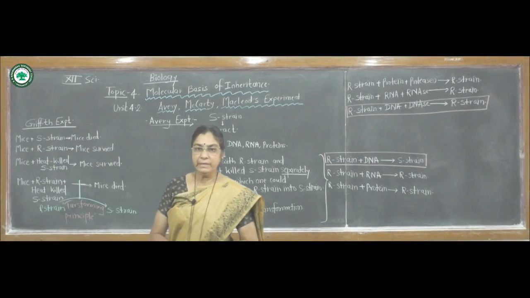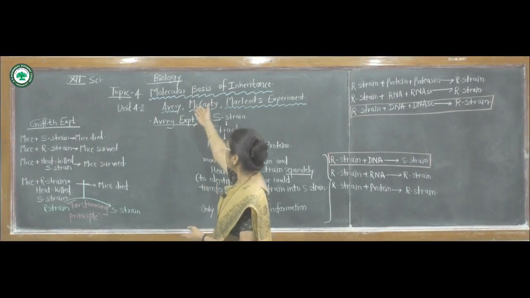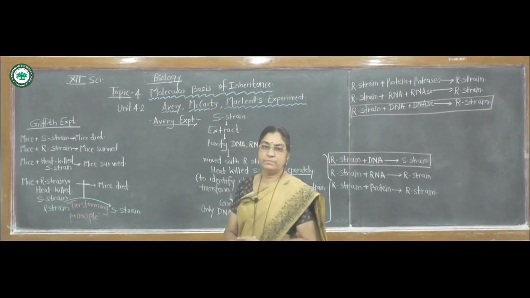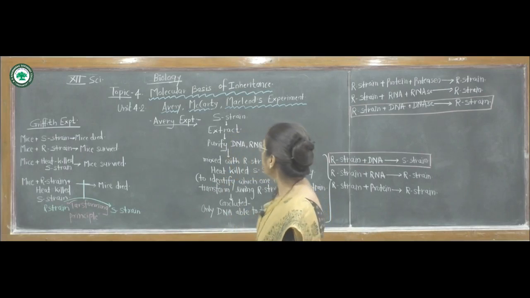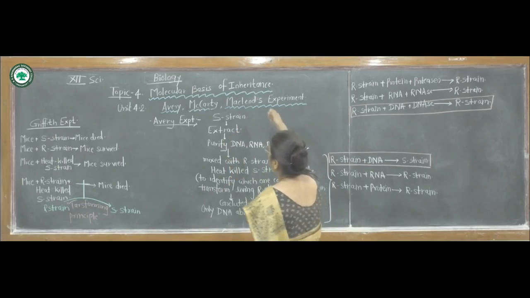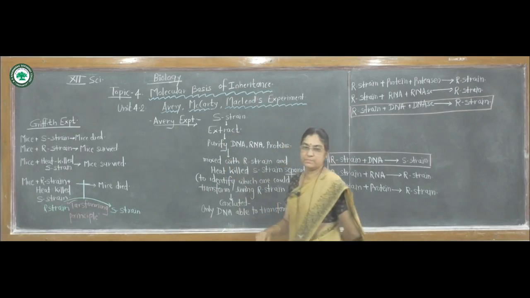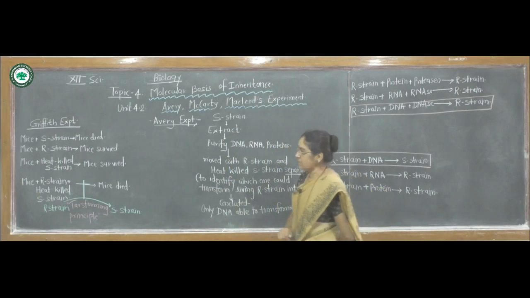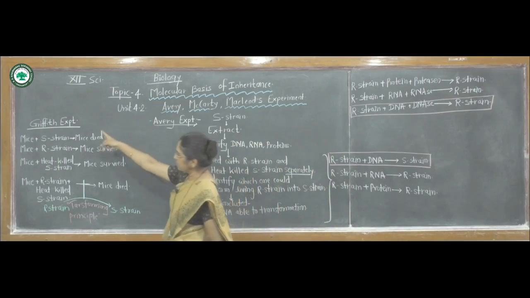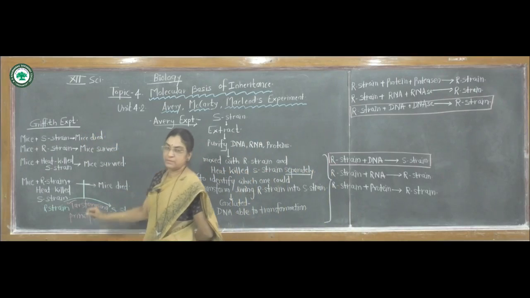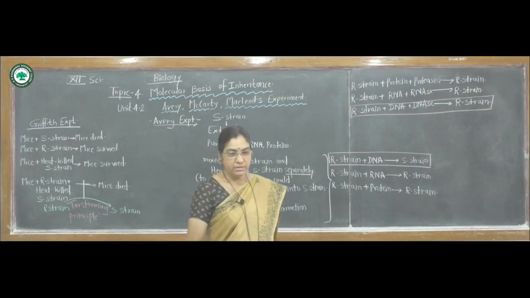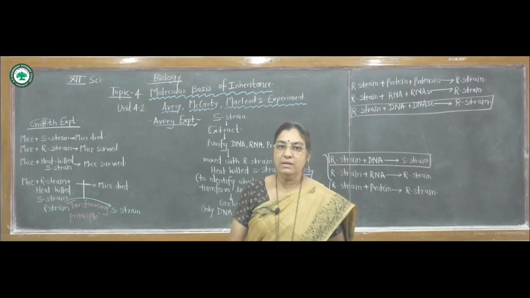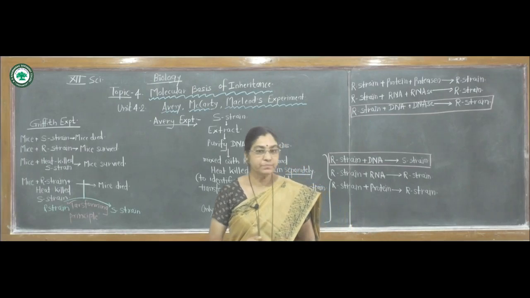So today we will continue with chapter number 4 from the subject biology, that is the molecular basis of inheritance. Yesterday we completed the Griffith experiment to prove the genetic material is DNA.